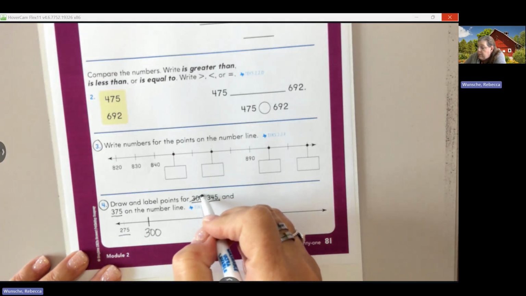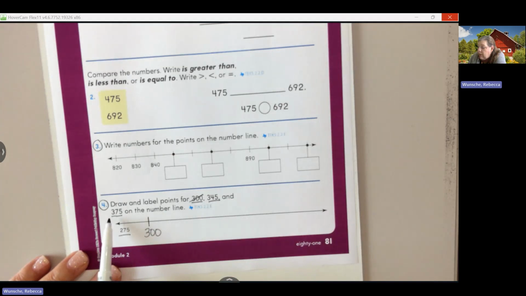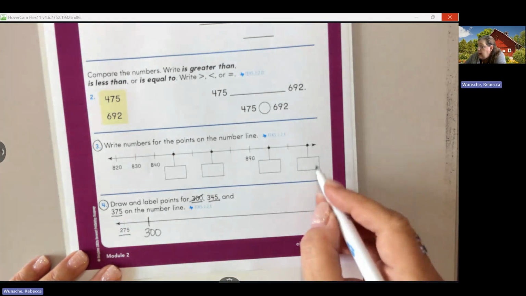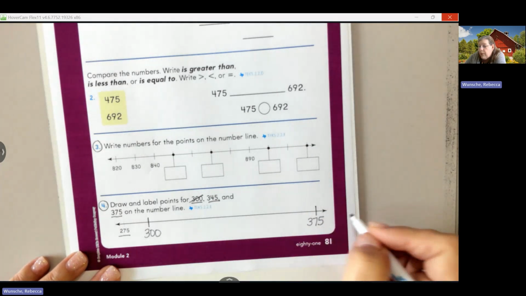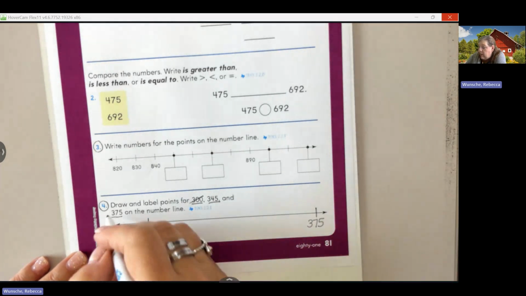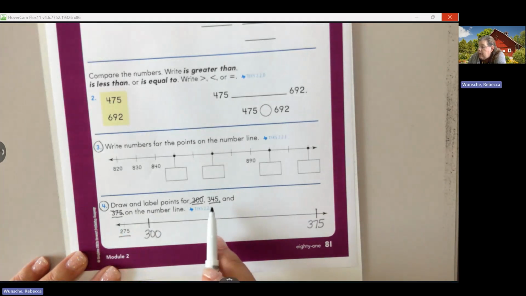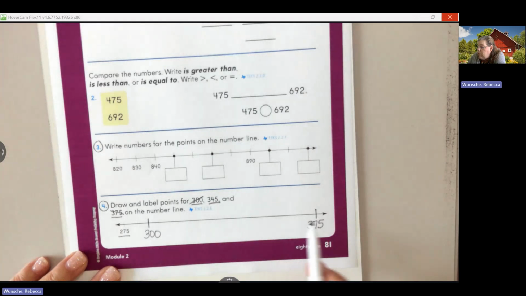Again, I'm going to jump around because I see that 375 is my largest number. So I know that I can put it down here on the other end of my number line because I'm not going to have a number that is larger than that. That took care of two of my numbers. And now I need to put 345 somewhere in between in this 300 part that is owned by those numbers. So somewhere between 300 and 375.